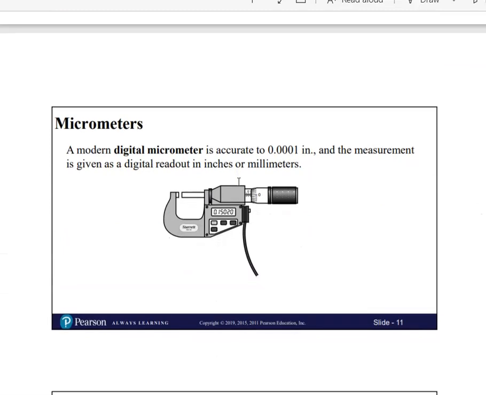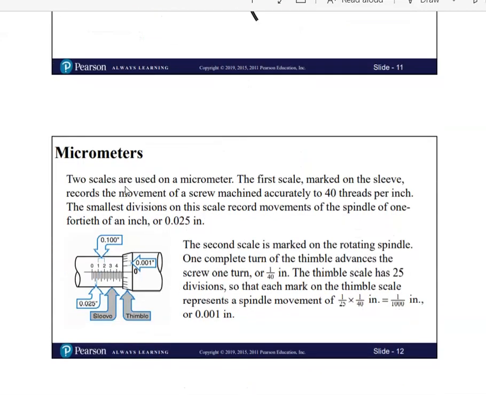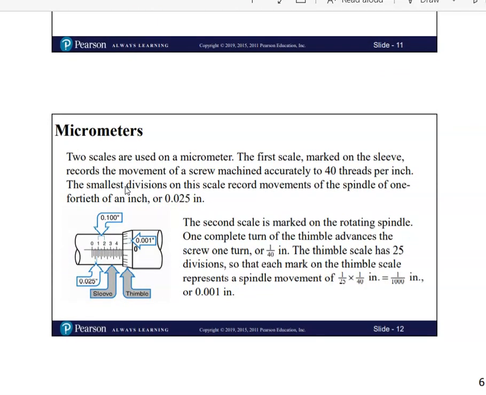So a modern digital micrometer is accurate to 0.0001. This is our tenths place, remember, hundredths, thousandths. This would be the 10,000ths place. And the measurement is given as a digital readout in inches or millimeters. To record the measurement, two scales are used on a micrometer.